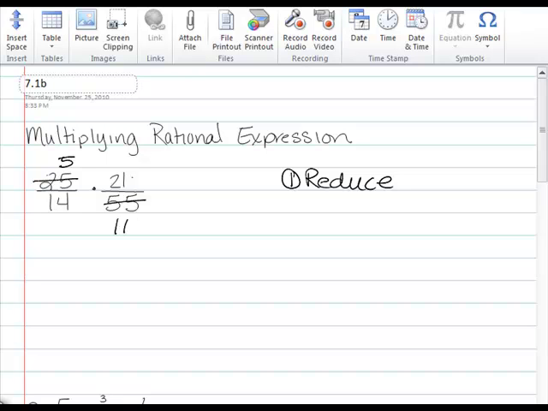14 and 21 are both divisible by 7. So that makes this a 2, makes the 21 a 3. Real quick, and this is going to help you when we're doing the more complex problems, I'm going to go ahead and rewrite what's left over. So we've got 5 over 2 times 3 over 11. Then you want to take a real quick look and make sure that you didn't miss anything or didn't cancel out the highest thing. It looks like we're pretty good here.